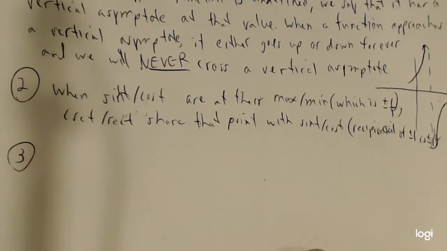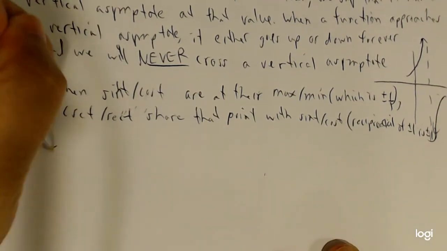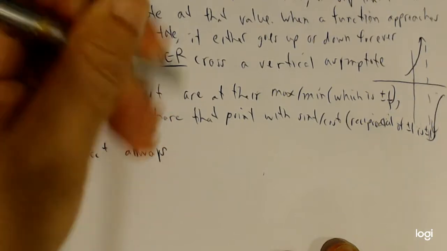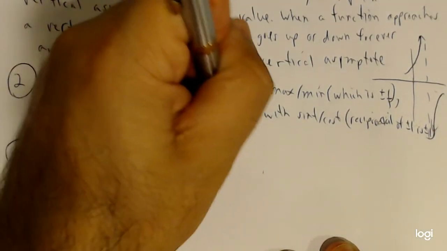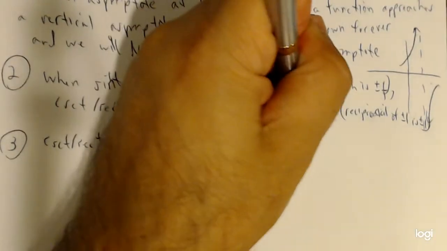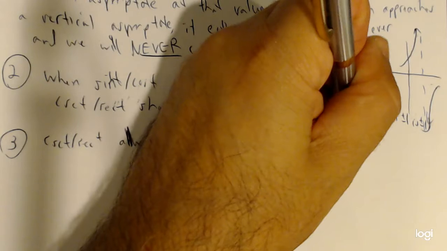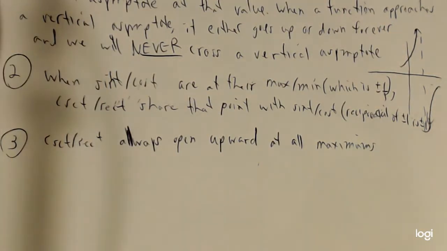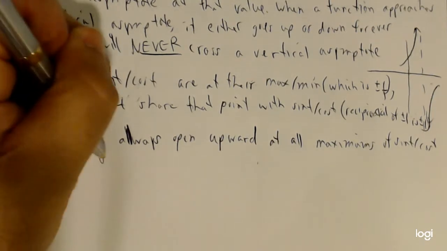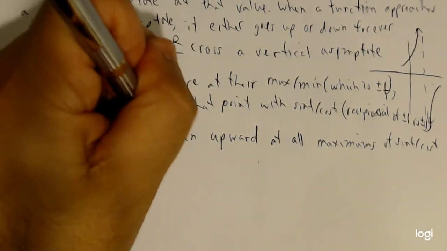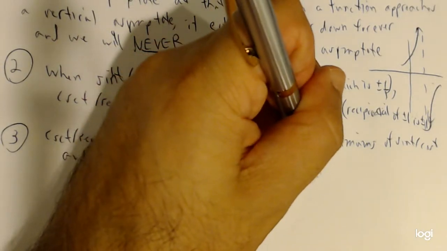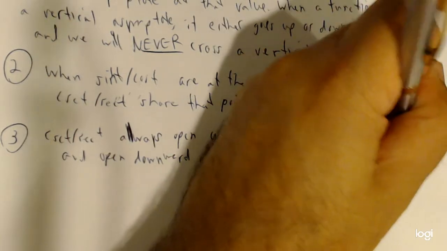Okay, now the last fact, which kind of helps us put the graphs together, is that cosecant t and secant of t always open upward at all maximums of sine t or cosine t, and open downward at all minimums of sine of t and cosine of t.